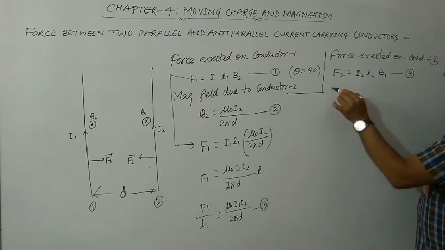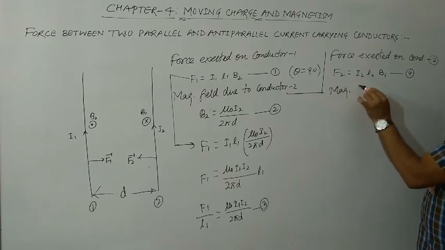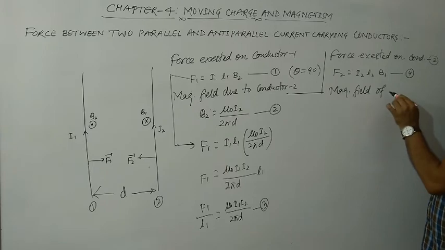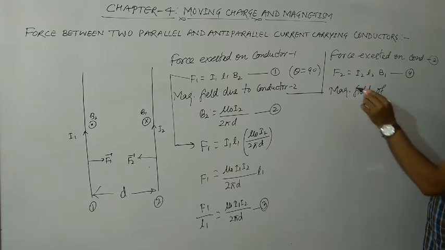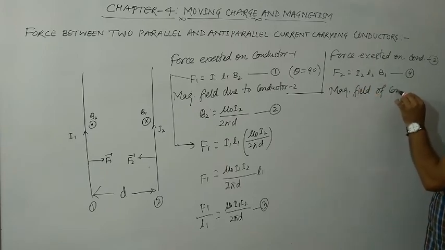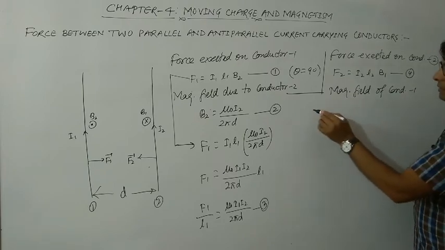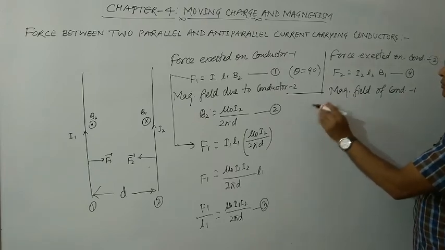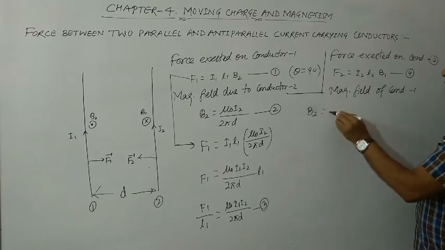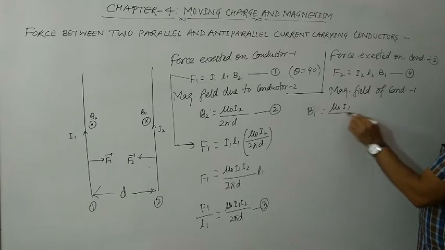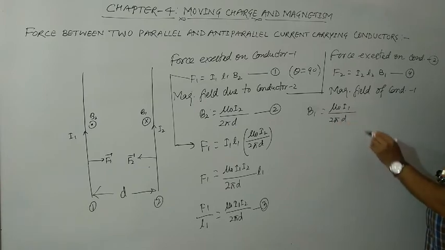Now once again, the magnetic field due to conductor 1, at a distance D, will be B1 is equal to mu 0 I1 upon 2 pi D, and this is, suppose, equation 5.